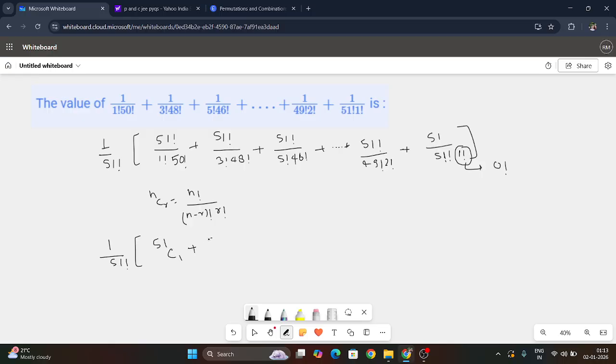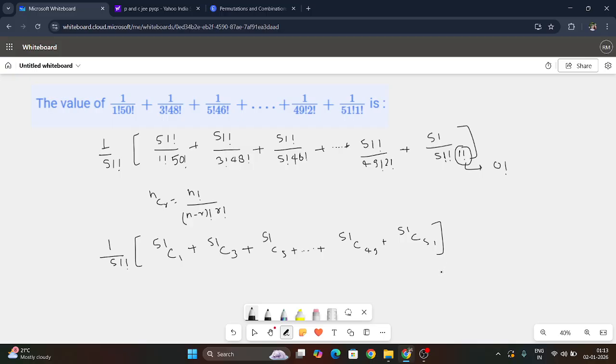So now the whole thing can be written as 1 by 51 factorial times: the first term 51C1, second term 51C3, third 51C5, and the second last 51C49, and plus 51C51. I think this is completely clear to you. You have to understand that we have taken only 1, then 3, then 5, then 7, then 9, and so on up to 49 and 51. So all these are the odd terms.